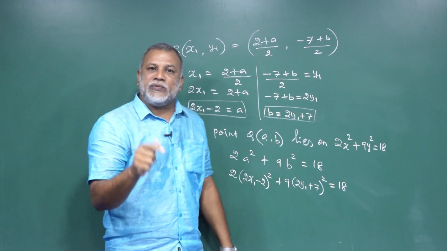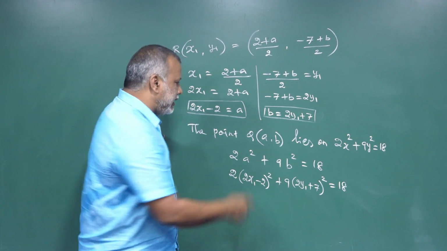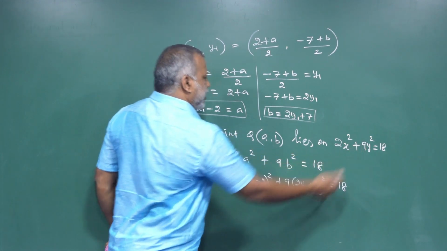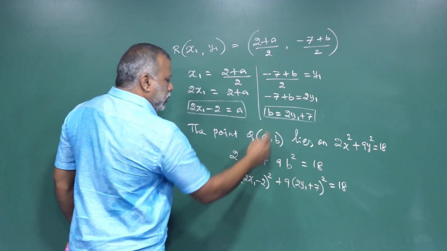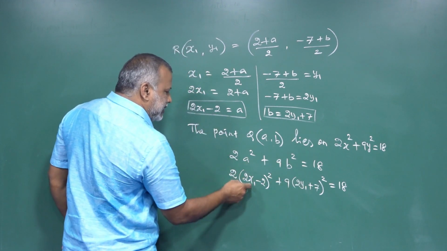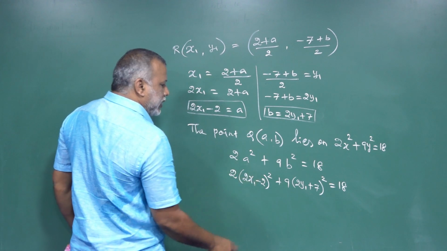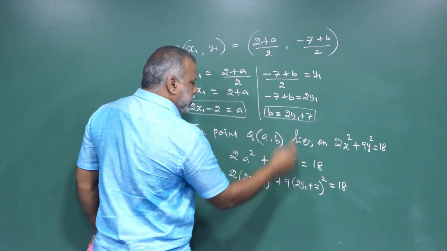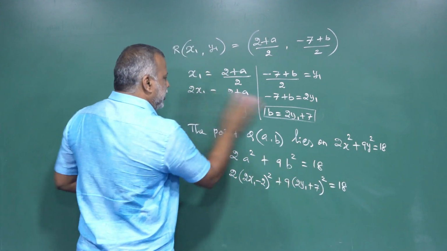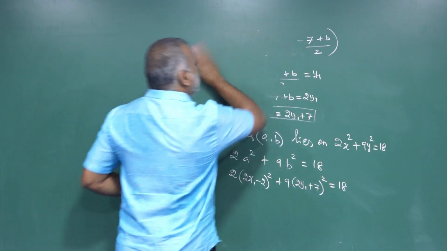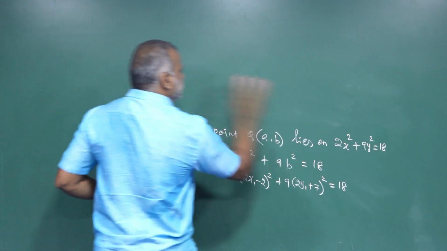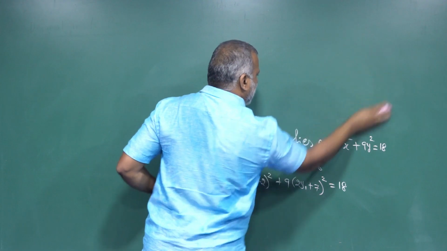The point Q(a, b) lies on the equation 2x squared plus 9y squared equals 18. That means x, y is replaced by a, b: 2a squared plus 9b squared equals 18. That means you have to replace a with (2x1 minus 2) the whole squared, and 9 times b squared, (2y1 plus 7) the whole squared, equals 18. Now we need to simplify this, that means expanding this. Then you are able to get the locus.